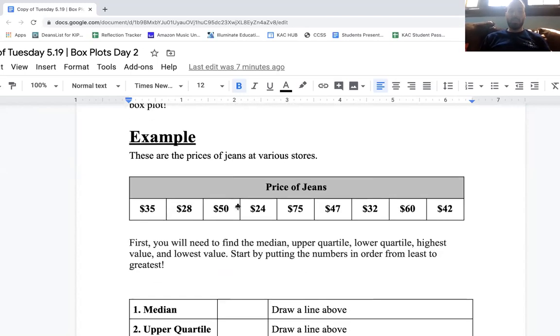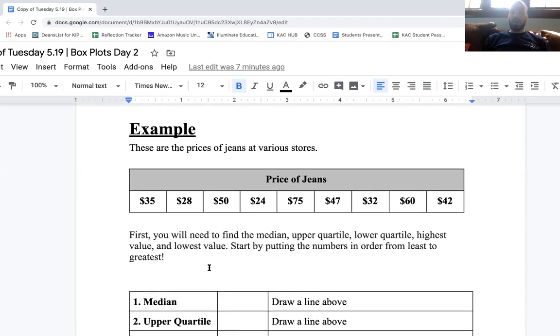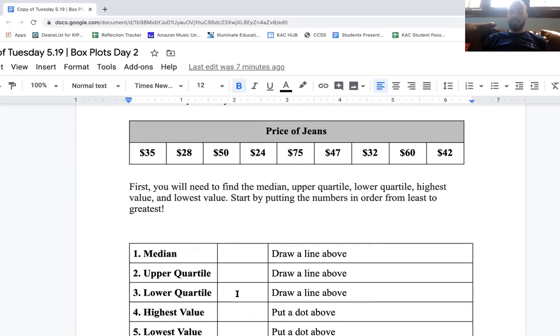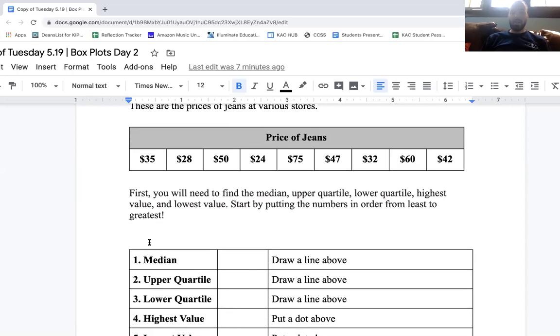So here's our first example. These are the prices for jeans at various stores. There's 1, 2, 3, 4, 5, 6, 7, 8, 9. Always the first thing I do is count how many numbers I have. First, you'll need to find the median, upper quartile, lowest quartile, highest value, and lowest value. Yesterday, these numbers were filled out for you. Today, you're filling them out on your own based on a set of data.